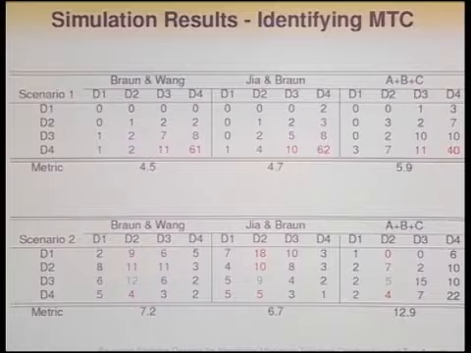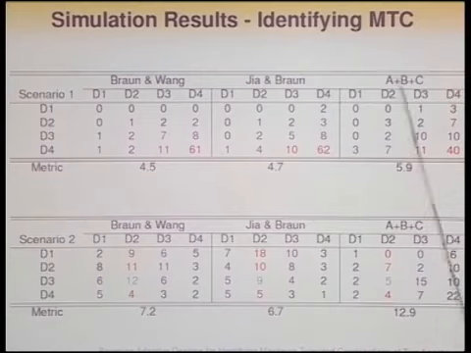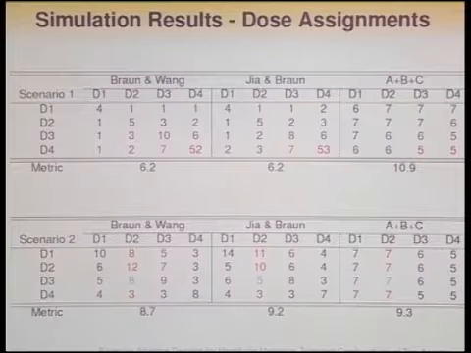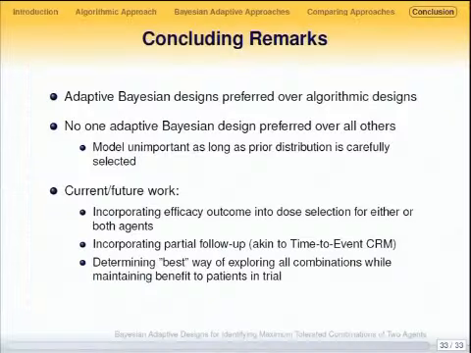Percentages of patients rather than numbers? This is percentage of patients, the percentage of simulations in which this combination was found as the maximum tolerated. Oh yeah, I think there probably is. All right, so Bayesian adaptive over algorithmic. Again, I'm not seeing that there's one Bayesian design that would be preferred over all others. We seem to all be doing the same thing.